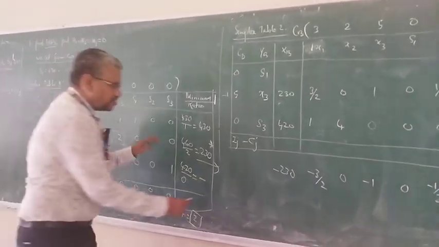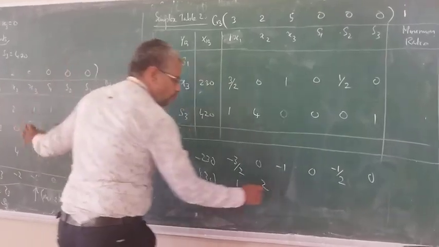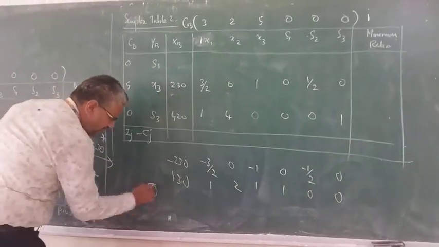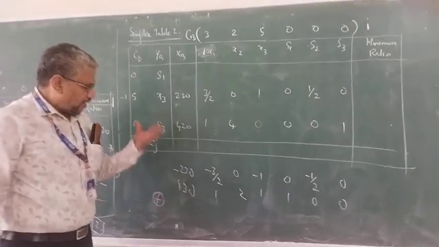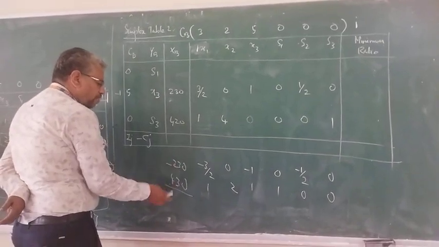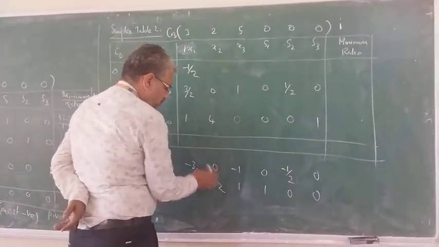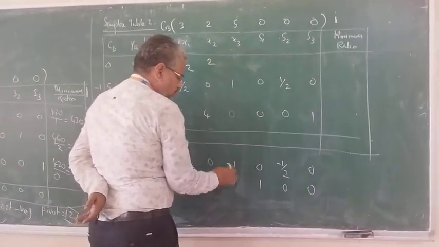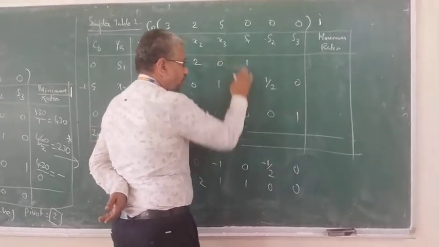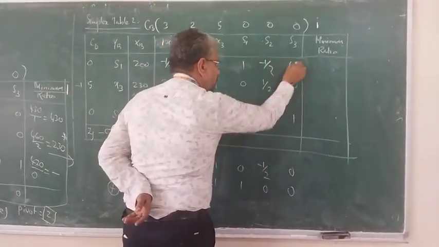So the corresponding equation is 430, 1, 2, 1, 1, 0, 0. This is the shortest form. You can easily remember. So you just add these two values. 430 minus 230 equals 200. 1 minus 3 by 2 is equal to minus 1 by 2. 2 plus 0 is 2. 1 minus 1 is 0. 1 plus 1 is 0. 1 plus 0 is 1. Minus 1 by 2. 0 plus 0 is 0.